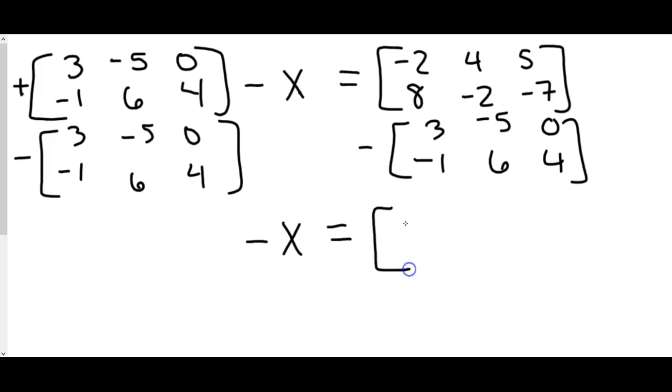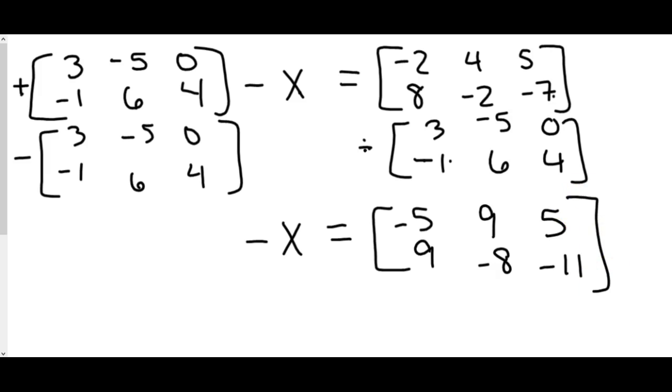We've got to subtract. Negative 2 minus 3 is negative 5. 4 minus negative 5. Got that minus minus going on, so 4 plus 5 is 9. 5 minus 0 is 5. 8 minus negative 1, minus minus is plus again, so 8 plus 1 is 9. Negative 2 minus 6 is negative 8. And negative 7 minus 4 is negative 11.